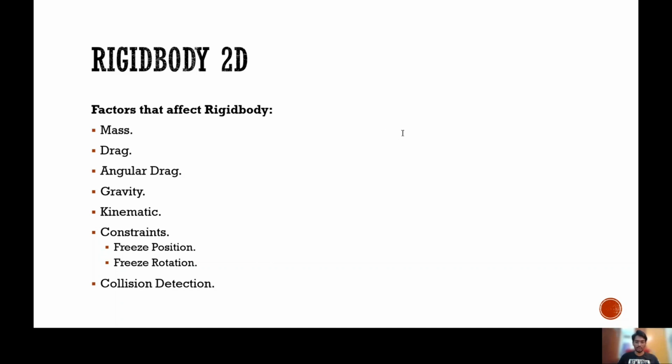So coming to the constraints: freeze position and freeze rotation. Freeze position is used to enable and disable the motion of the object across the X, Y, Z axes. Freeze rotation is used to enable and disable the rotation of an object across the X, Y and Z axes.